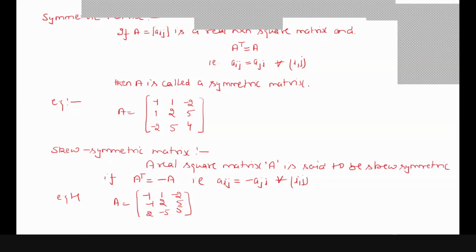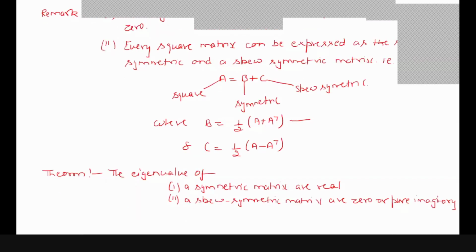Why is it not a skew symmetric matrix? Tell me. Actually, the definition is that it is a skew symmetric matrix if A transpose is equal to minus A, because it satisfies this criterion. But from this, Aij is equal to minus Aji.